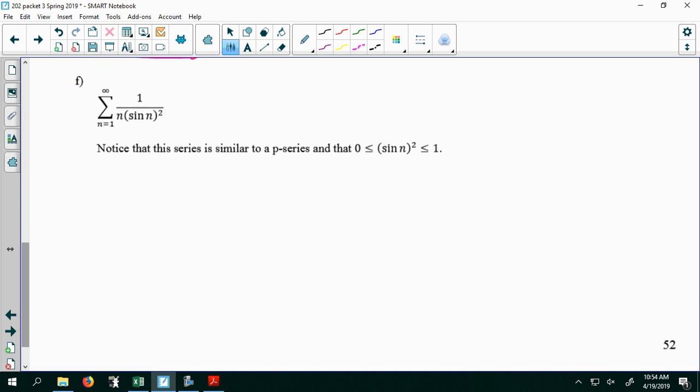Okay, 1 over n times the sine of n squared. So what I would want you to notice here is that the sine of n squared is always trapped between 0 and 1. So this is similar to a p-series. It's 1 over n times a number, basically. That number is changing, but it's trapped. So I want to compare to 1 over n. And I could either use direct comparison or limit comparison. I think direct comparison is a little easier in this case.